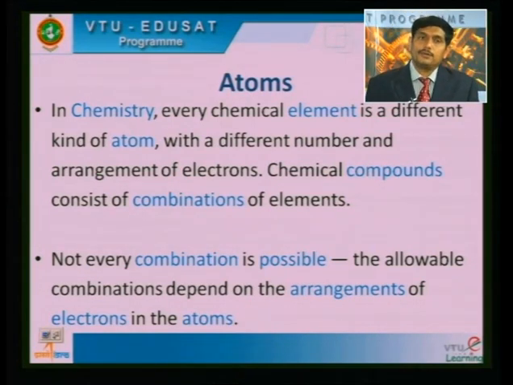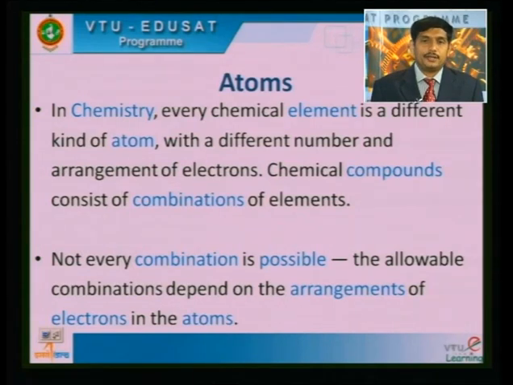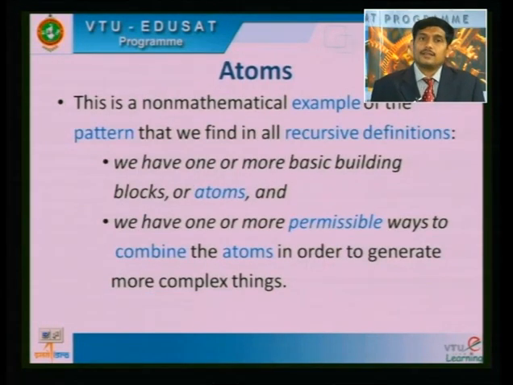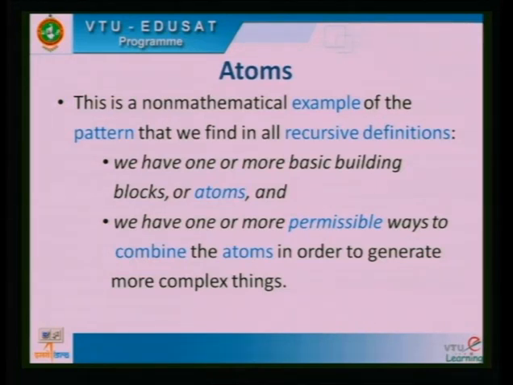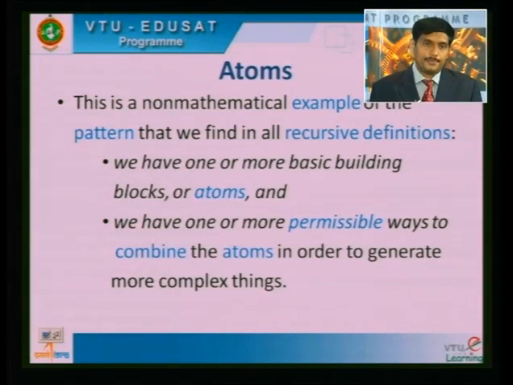We go to some applications related to chemistry, that is atoms, which everybody knows, you have studied in your PU classes as well as in your first semester course in chemistry. In chemistry, every chemical element is a different kind of atom with a different number and arrangement of electrons. Chemical compounds consist of combinations of elements. Not every combination is possible. The allowable combinations depend on the arrangements of electrons in the atoms. This is a non-mathematical example of the pattern that we find in all recursive definitions. We have one or more basic building blocks or atoms, and we have one or more permissible ways to combine the atoms in order to generate more complex things.